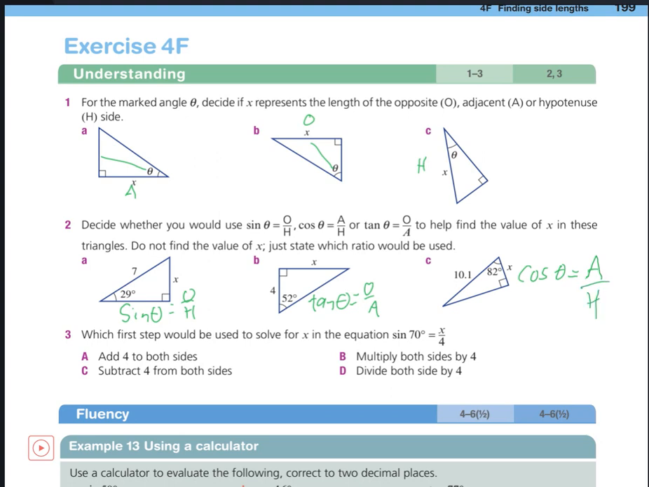Okay, which first step would be used to solve for x in the equation sine 70 equals x over 4? We need to get x by itself. It's being divided by 4, so we've got to do the opposite. We multiply by 4 to get rid of the denominator.